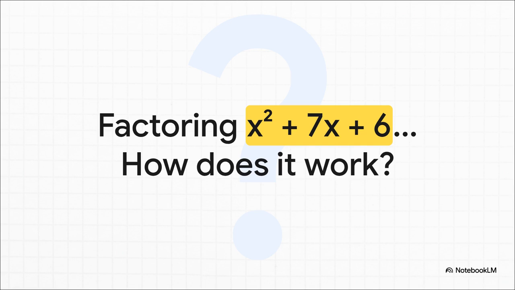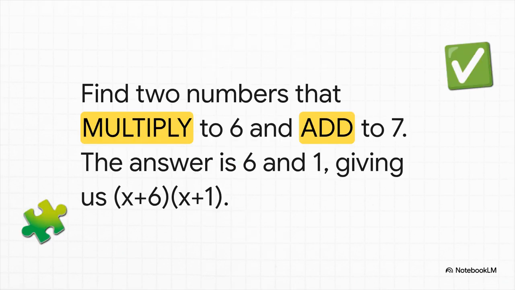We're essentially trying to do multiplication in reverse. We want to break this thing up into two smaller pieces, two binomials, that are being multiplied together. It's basically a little game. You look at that last number, 6, and you think, okay, what two numbers multiply to 6? Then you check if any of those pairs add up to the middle number, 7. And boom, it's got to be 6 and 1. This method is awesome, it's quick, and it works perfectly for these simpler cases.